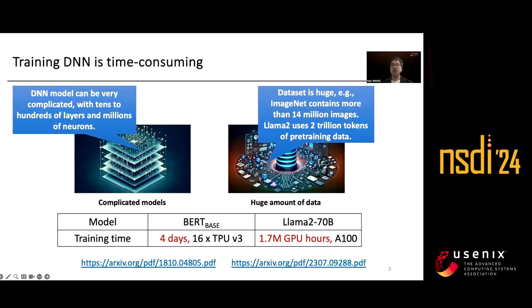However, training DNNs can be very time-consuming with the increasing of model size. For example, training a BERT-based model costs 4 days on 16 TPUs, and it takes 1.7 million GPU hours with A100 to train LLaMA.